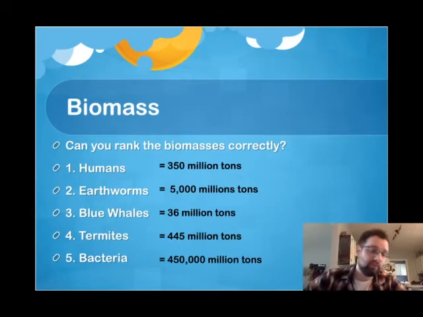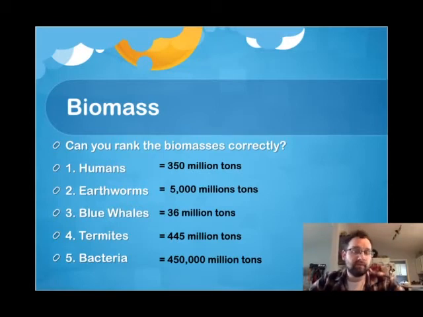Blue whales. Blue whales are the biggest animals in the whole world, and yet they only have a few dozen million tons. So your size doesn't necessarily mean you have a large biomass. In fact, it often means it's a smaller one. Termites, low on the food chain. They are primary consumers. They've got about 445 million tons worldwide. It's a lot, right? More than people. Bacteria, crazy amount, 450,000 million tons. That's 450 billion tons. That's a lot, right?